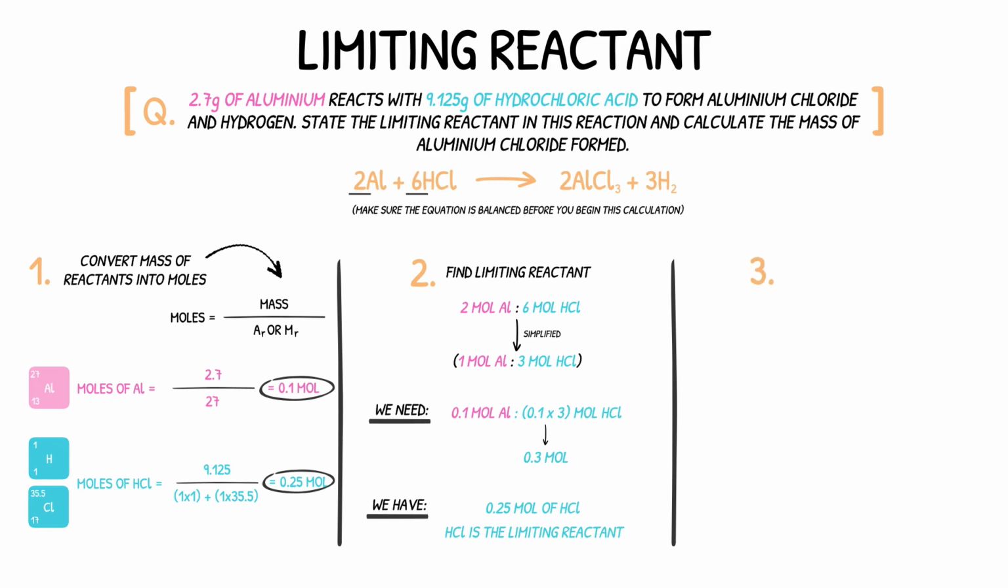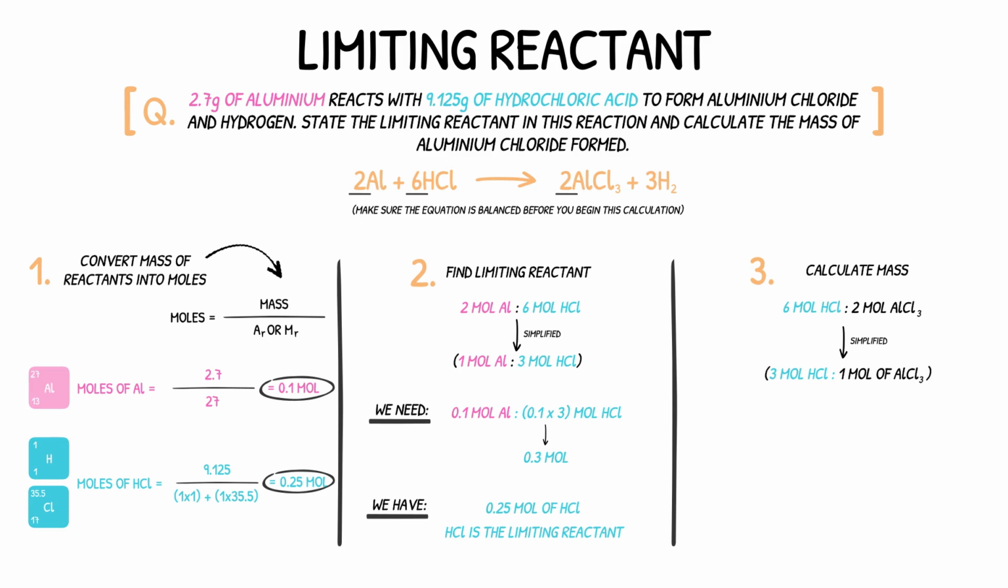The final step of this calculation will now allow us to identify the maximum mass of aluminium chloride that can be formed in this reaction. Once again, if we look at the ratio of molecules in the balanced equation, we can see that 6 mole of hydrochloric acid is needed to make 2 mole of aluminium chloride, which can be simplified to a ratio of 3:1. Remember that the limiting reactant will determine how much of your product you can make, so at this stage it's important for us to only focus on the ratio between the product we are trying to find the mass of and the limiting reactant.